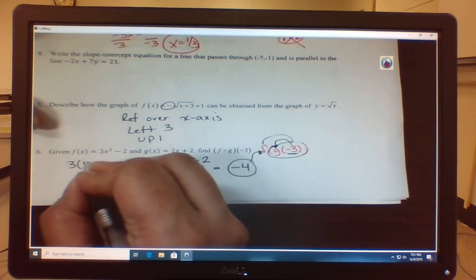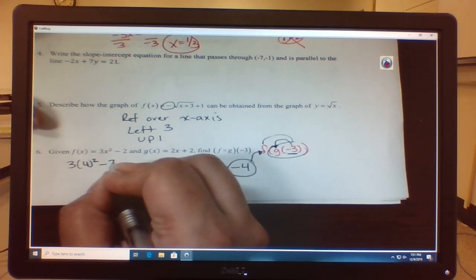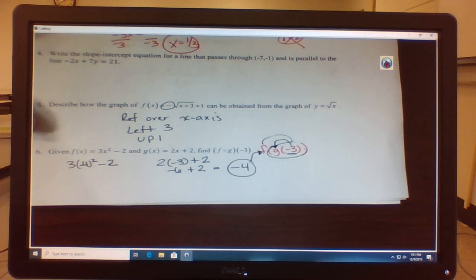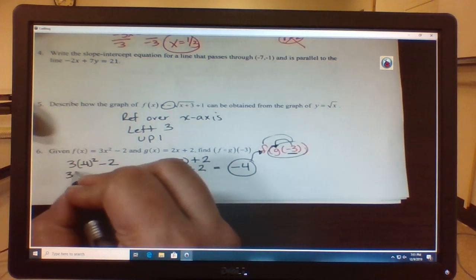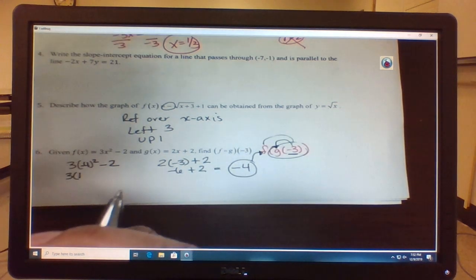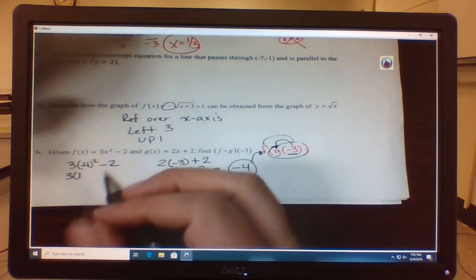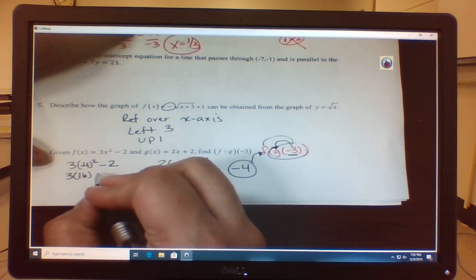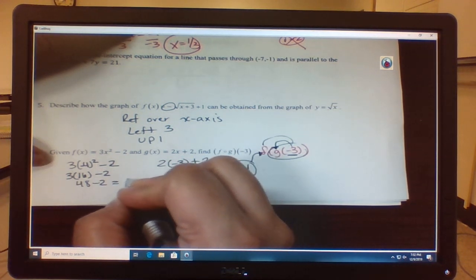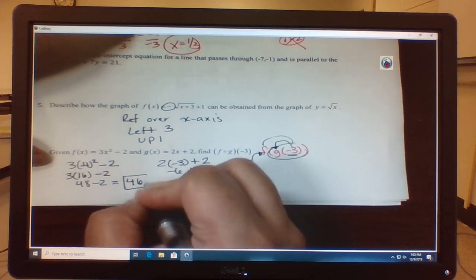3 times 4 squared minus 2. Oh, -4, sorry. So what is -4 squared? 16. 3 times 16 is 48, minus 2, 48 minus 2 is 46.